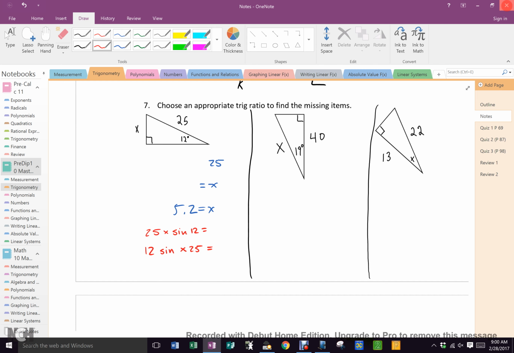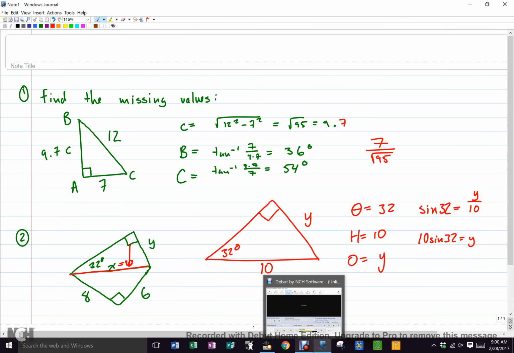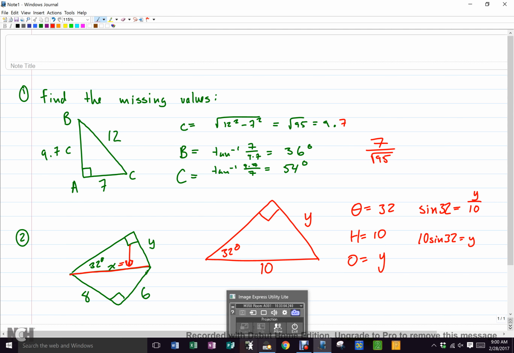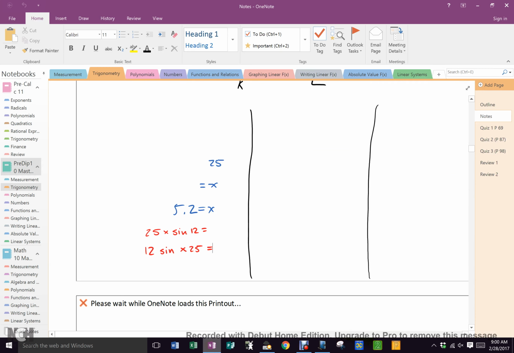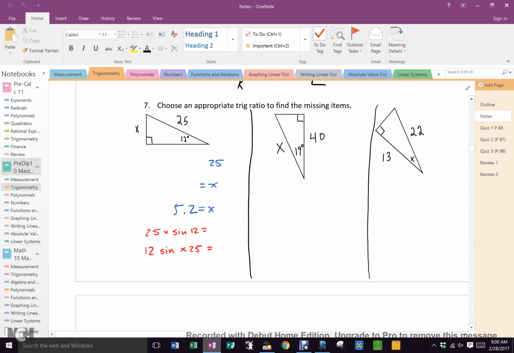Or could it be 25 times 12? It could be 25 times sine 12 as well. Or 25 times 12 sine equals. All of them will work. All the work seems to have disappeared. I don't know why. Well, I do know why, but I don't know why.